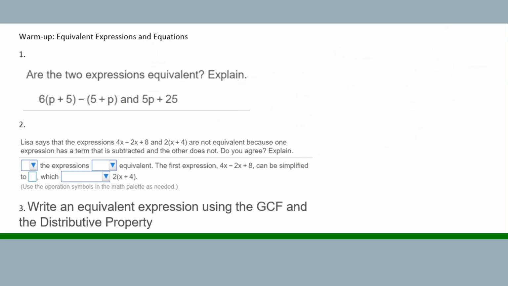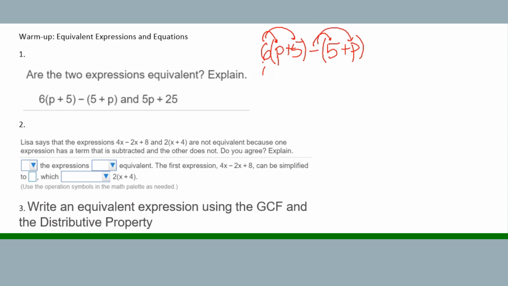Another way is to use combining like terms. So I'm going to combine my like terms after I apply the distributive property. So my first expression is 6 times the sum of p and 5 minus the sum of 5 and p. For this one, I have to distribute the 6 into both parts. And then I have to distribute the minus sign into both parts.